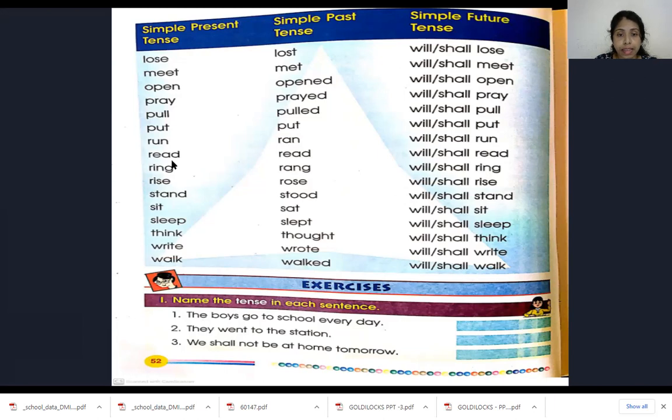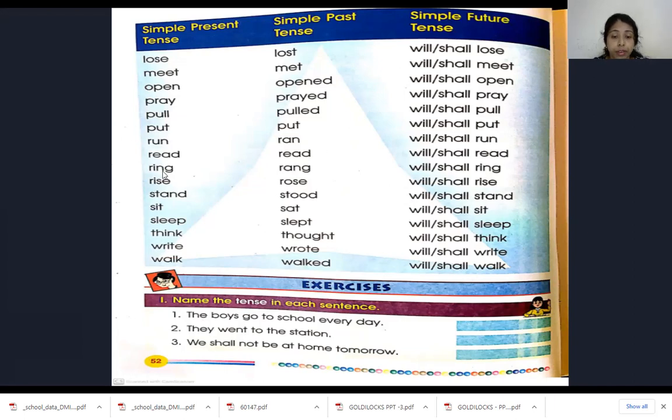Next word is read. The simple present tense, the word will be read. But for the past tense, it will remain the same. Read. So this word in the present tense is read, and in the past tense also it will be read, like put. And for the future tense, we need to write will or shall before the word read. So it will be will read or shall read.